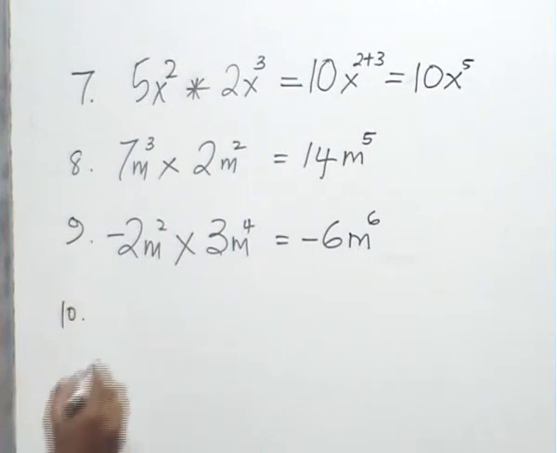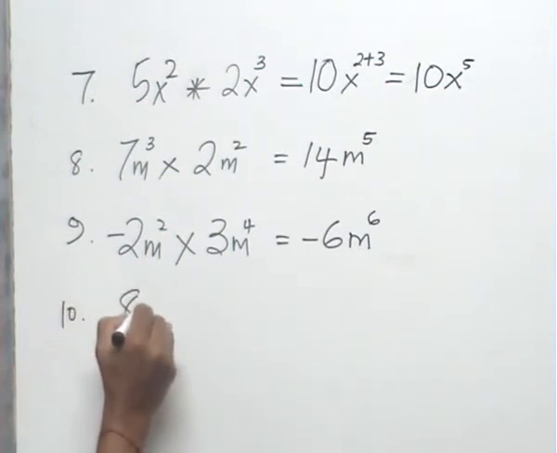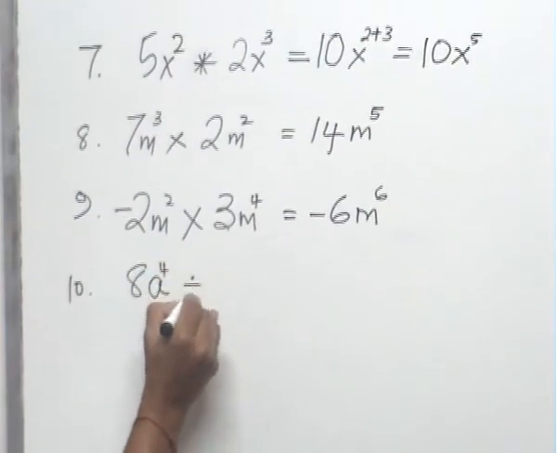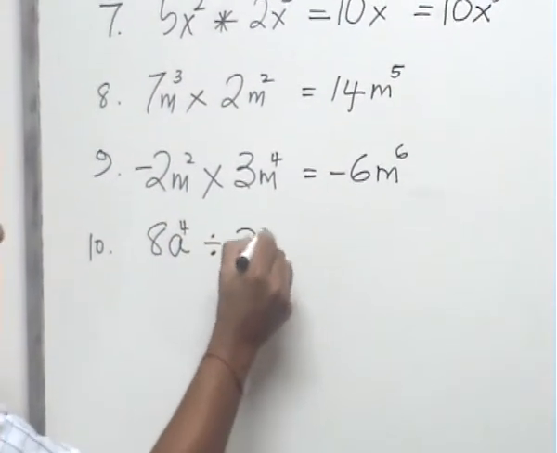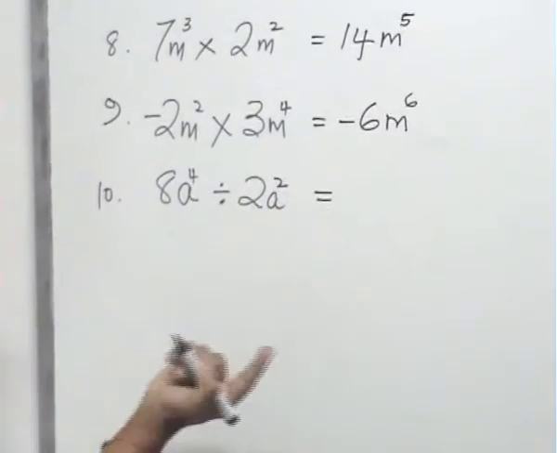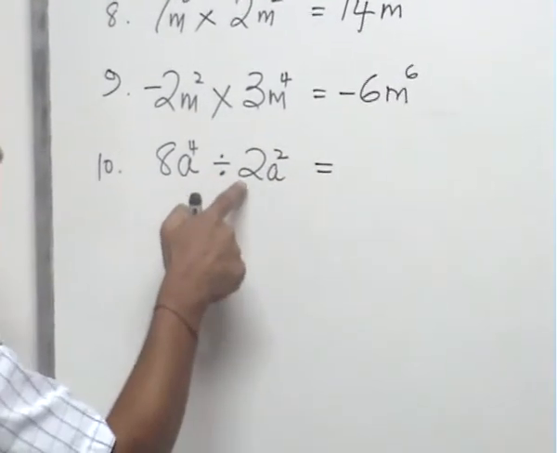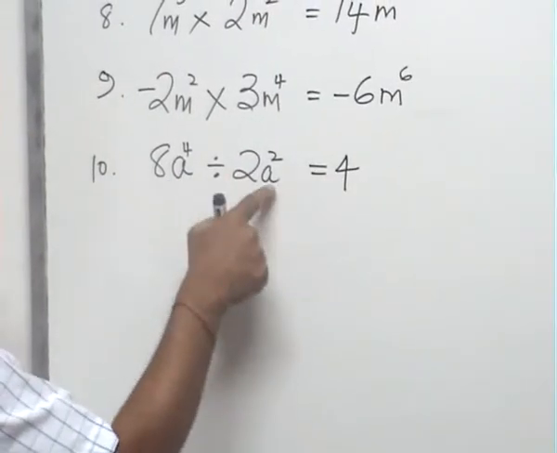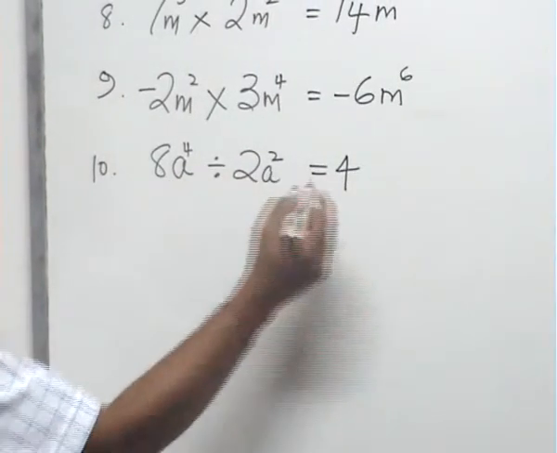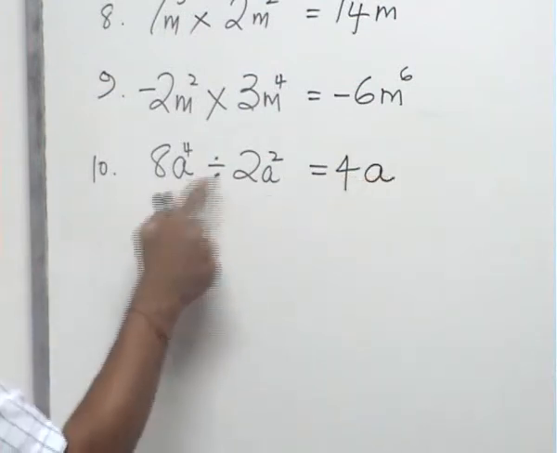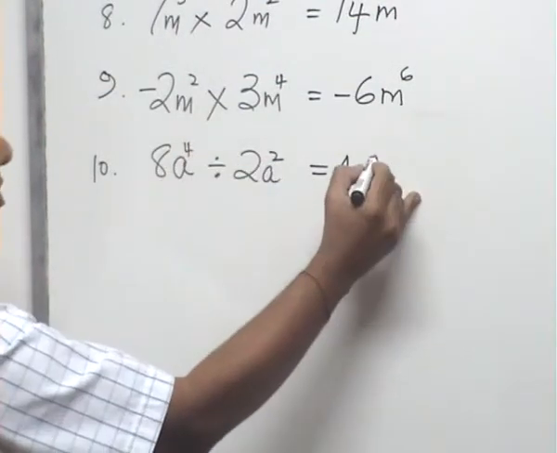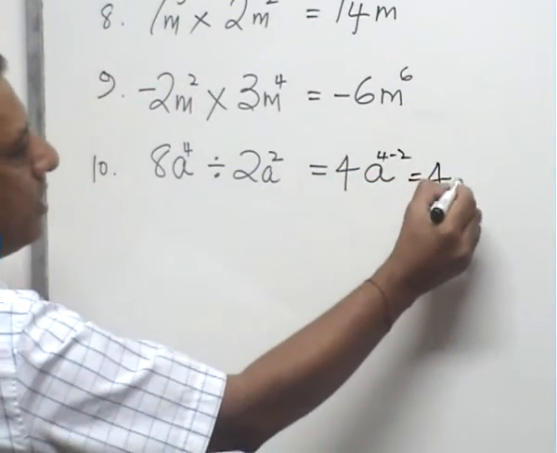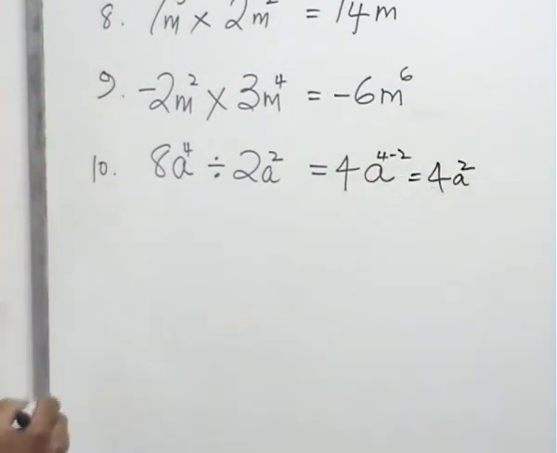Let's do another. Now let's do a division example. 8a to the 4 divided by 2a squared. Well, now you're dividing. So 8 divided by 2 will give you 4. A to the 4, a squared. Write down a once, the bases are the same. Subtract 4 minus 2, so you get 4a squared.